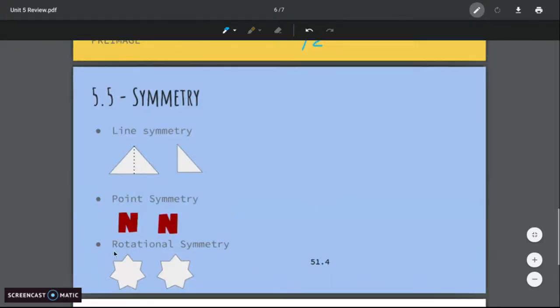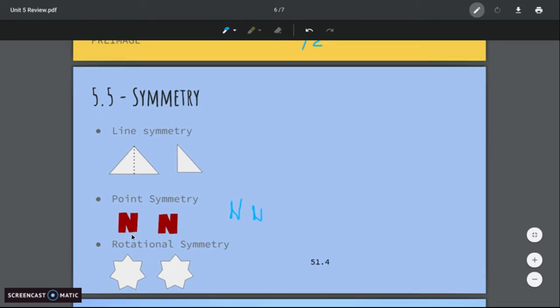And symmetry. Symmetry was the video that I did where it was not a screen recorded thing. But line symmetry is if you're folding something in half on a line of symmetry, which is that dotted line, and if it has line symmetry, then it's able to do that, at least in one way. Point symmetry is if something can be turned upside down. It's the same thing. This N, if you turn an N upside down, that's uppercase, it's still the N.